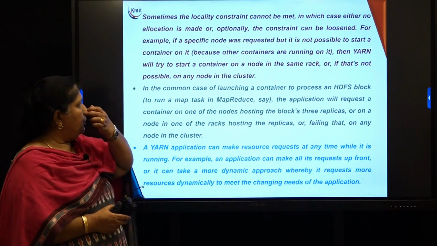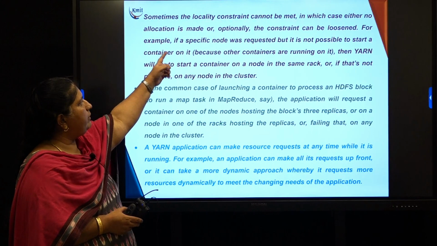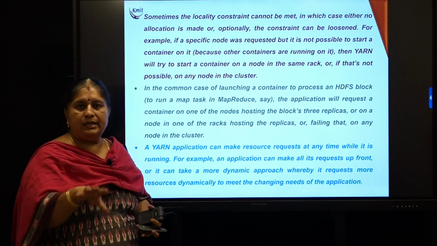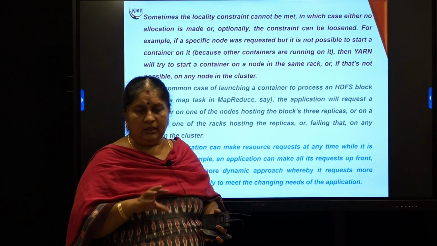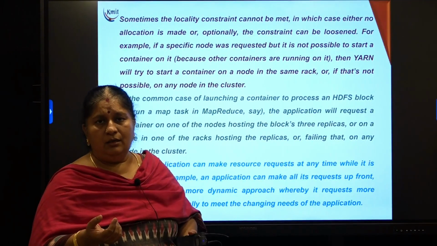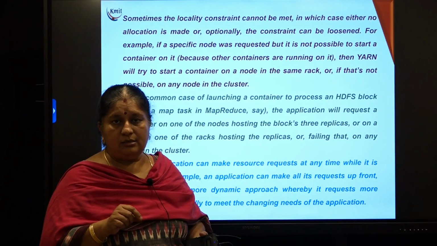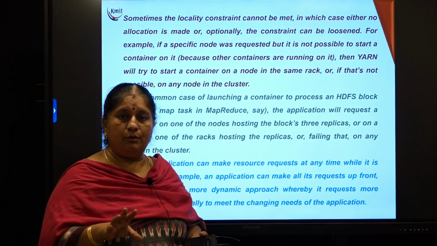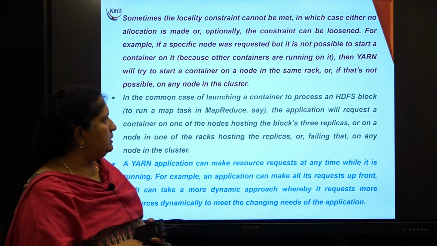So sometimes the locality constraint cannot be met, in which case either no allocation is made or optionally the constraint can be loosened. Say for example, you are very particular that you want a node where the data is available. In such a case, suppose that node is free, it will allocate. If the node is not free, then you will not allocate. Yarn will say sorry, that node is busy. In such a case, it is up to the application or the client to decide whether you are okay to run it on any other node or you want to wait for that node, right?